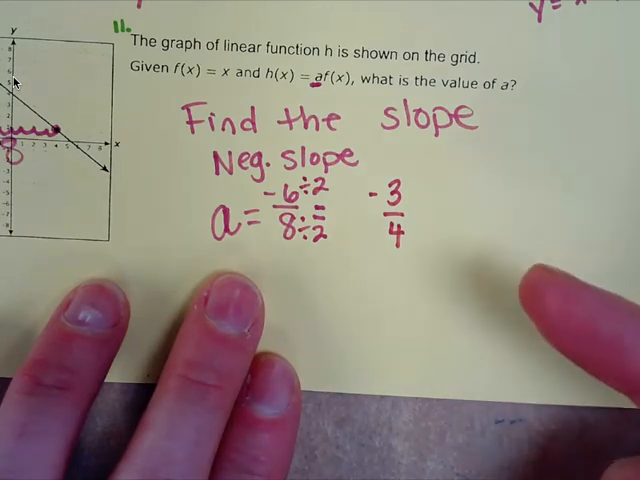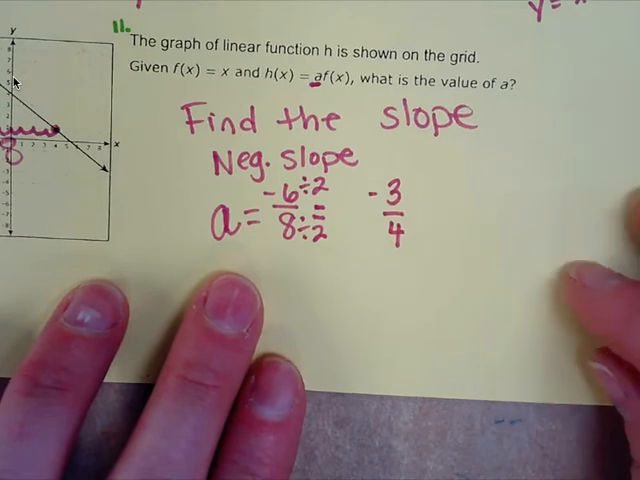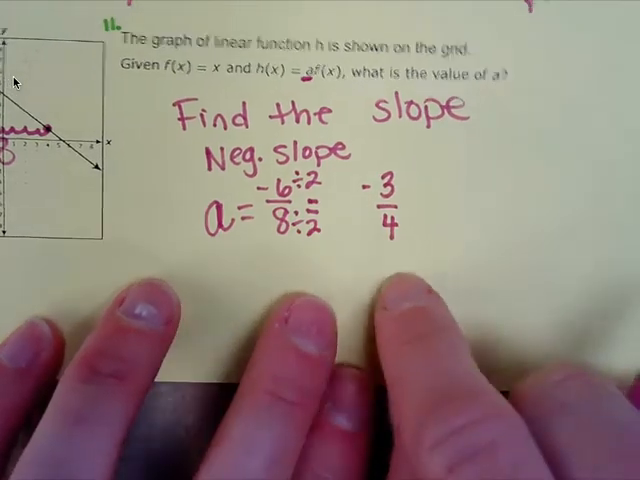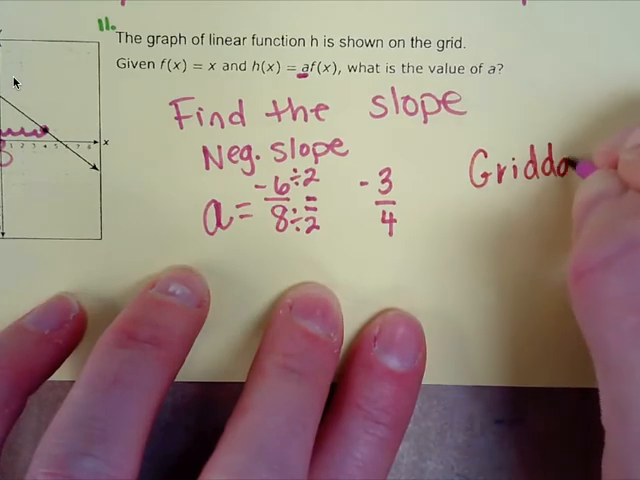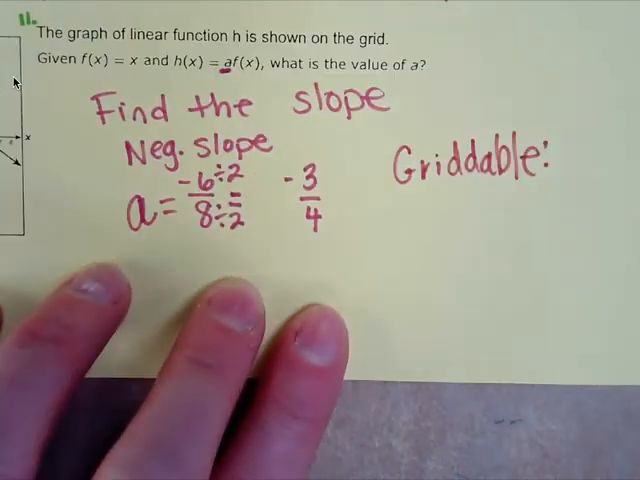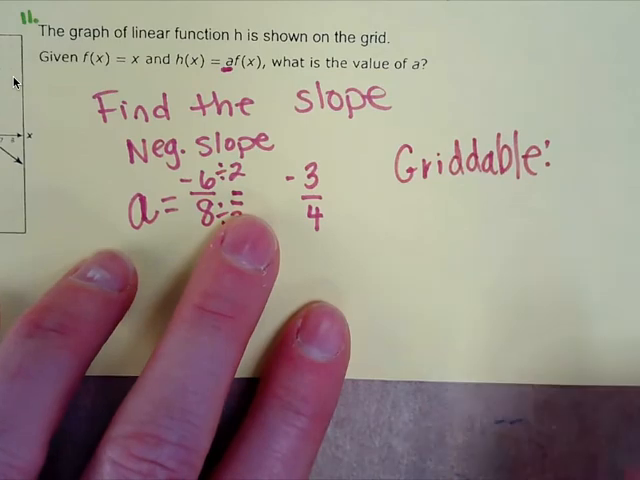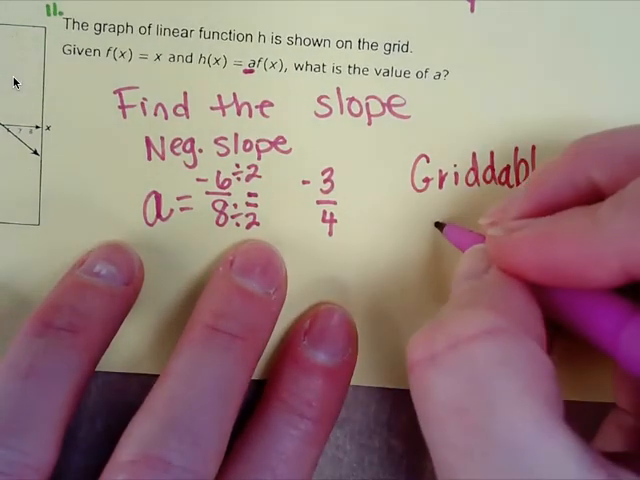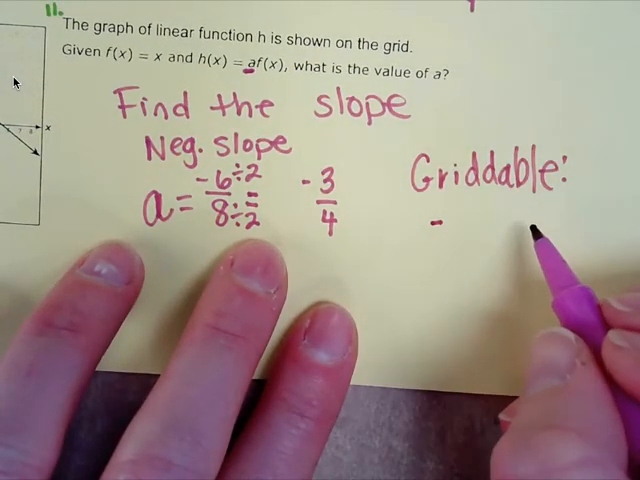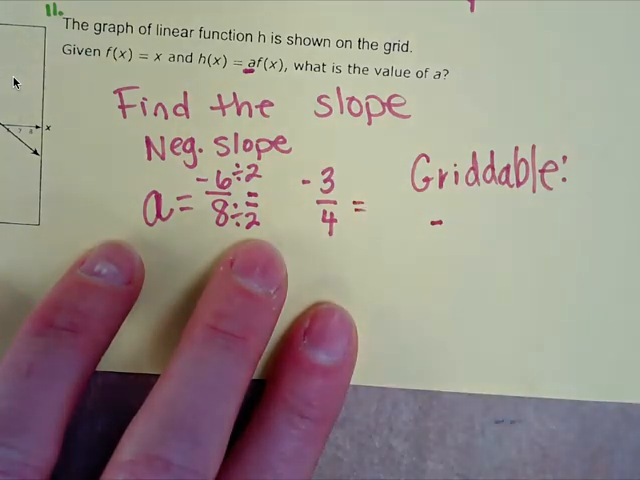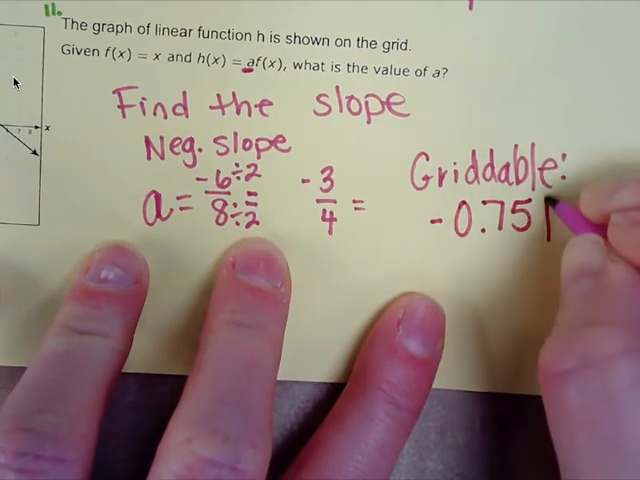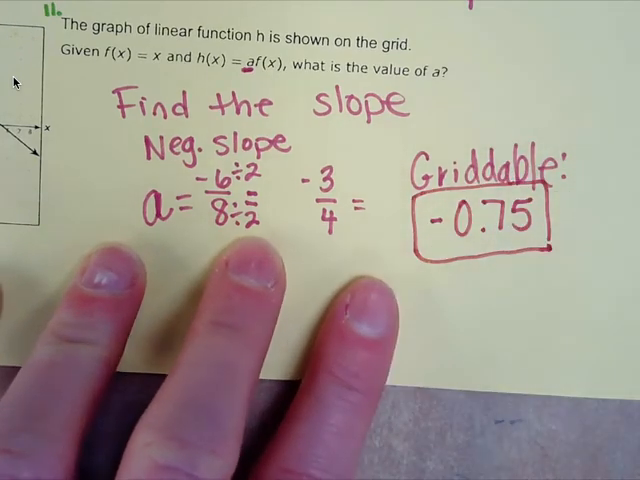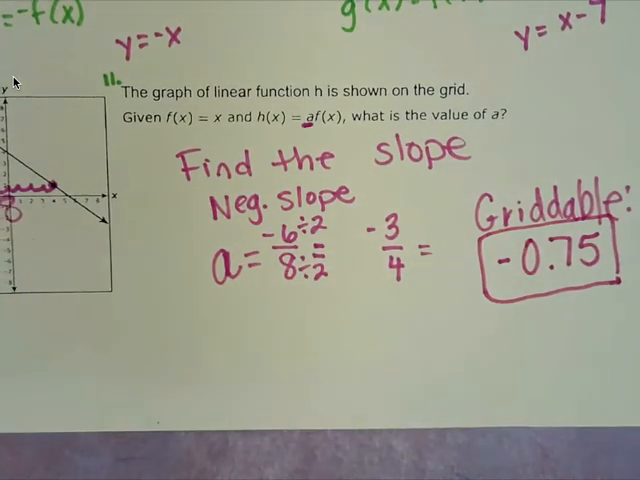There was a question similar to this on last year's EOC, but it was griddable. So what would you need to do if this was griddable? If it's griddable, change it to a decimal. What is 3/4? 0.75. So that's what a is. Negative 0.75.